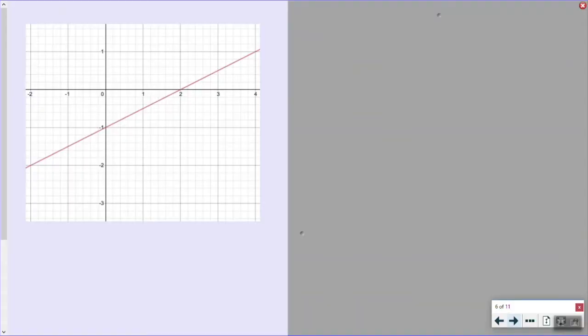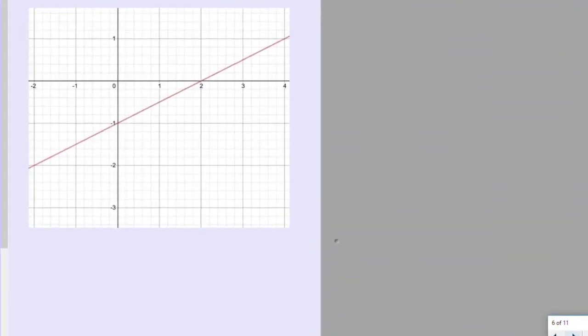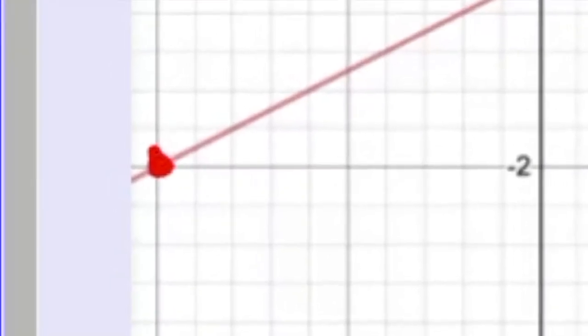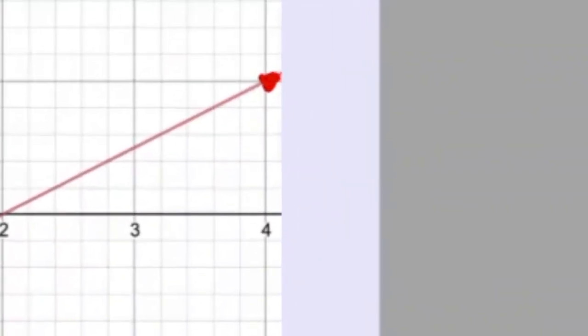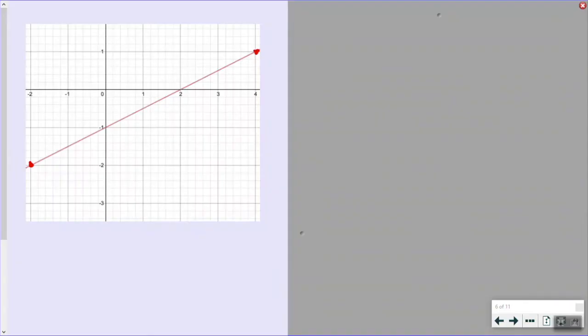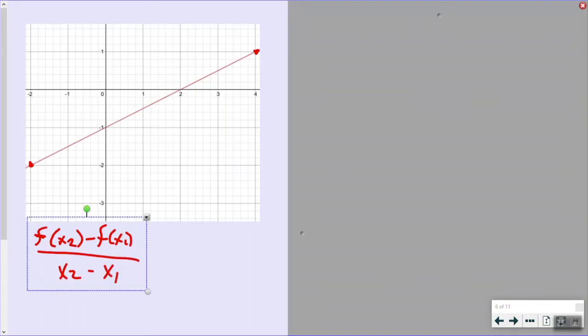All right. Now, the next graph on your paper. If I put a point here and a point here, can we find the gradient? Remember this new formula I have: f of x2 minus f of x1 over x2 minus x1.